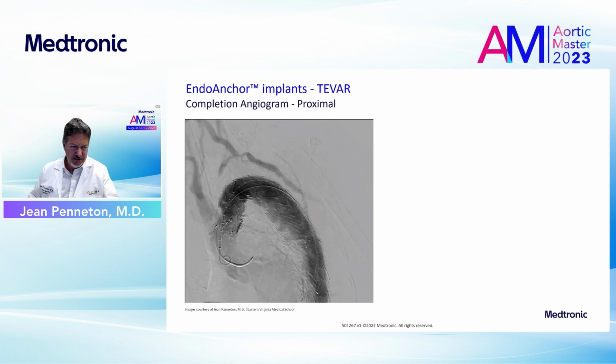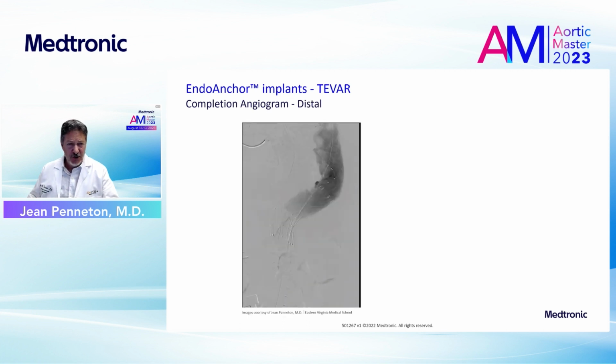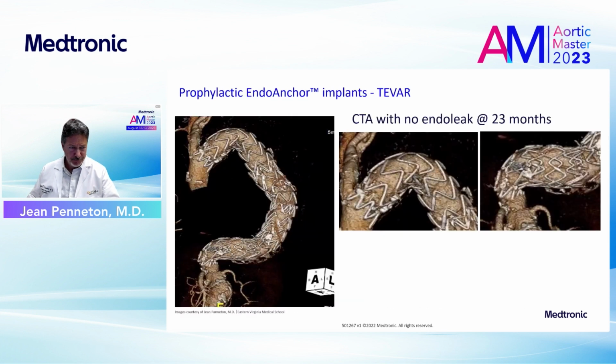and you can see the debranching of the hemiarch there with 6 proximal EndoAnchors placed at that level. We also use those EndoAnchors prophylactically at the distal end of the endograft to prevent a cephalad migration. And this patient had the same thing, had the EndoAnchors placed distally as well. The distal end of the graft was placed all the way to cover the celiac artery in that patient.